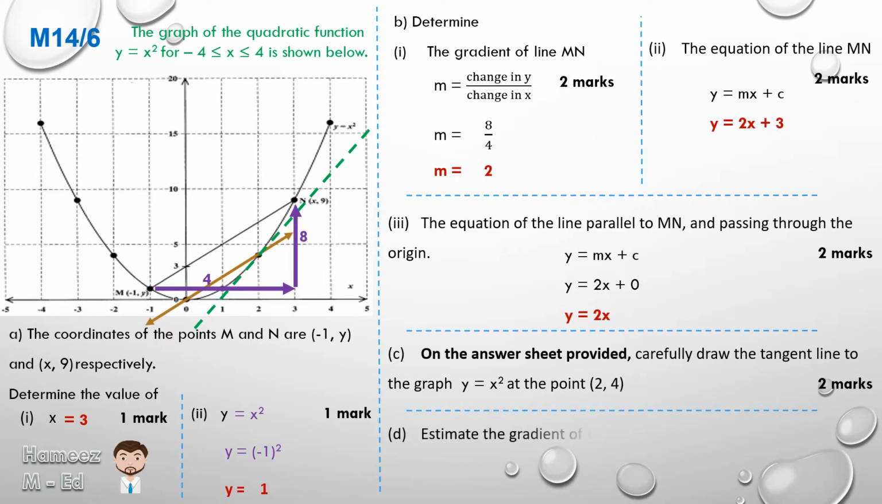Now for the last part, part D, estimate the gradient of the tangent to the curve at this value, 2, 4. So in order to get gradient, we wanted to consider 2 points. So let's insert a point on the left side in yellow or orange, and then one on the right side, which lies on the green line. How do we get the gradient? We have the formula written above in B part 1, the change in y over the change in x.